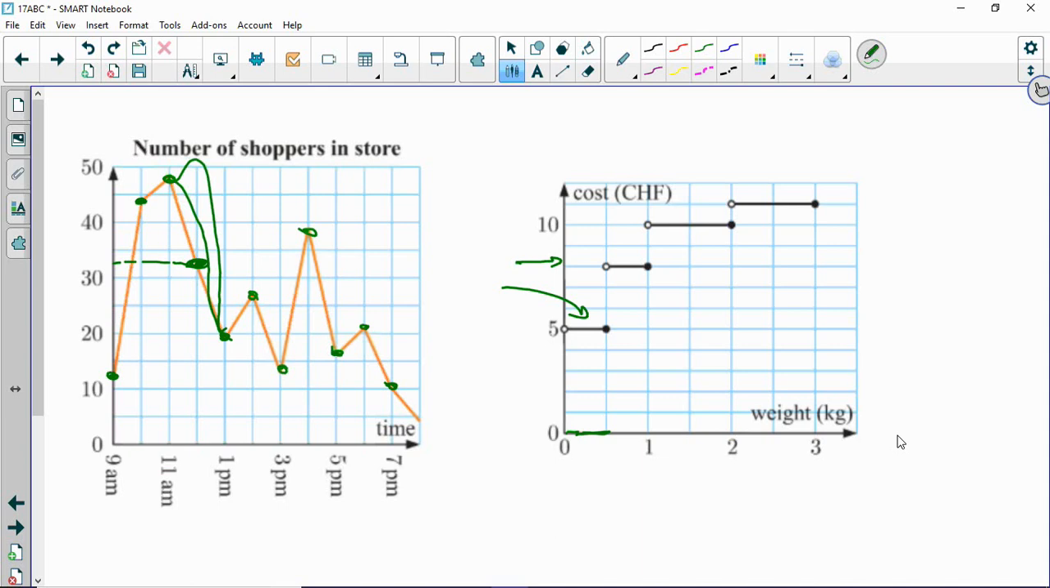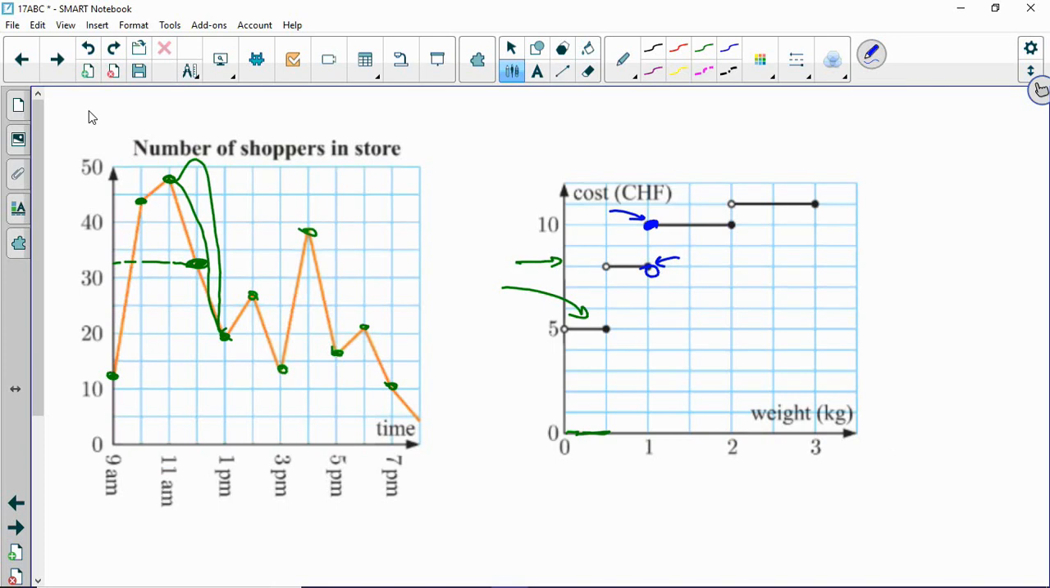Everything from 2 to 3 is going to cost 11 Swiss francs. You're going to notice that here, for example, if we take a look at x equals 1, it's filled in there, and it's not filled in there. That tells me that when we have exactly 1 kilogram, the cost we're interested in is 8 Swiss francs, not 10. Had this one not been filled in, and that one were filled in, then the cost for 1 kilogram would have been 10 rather than 8.